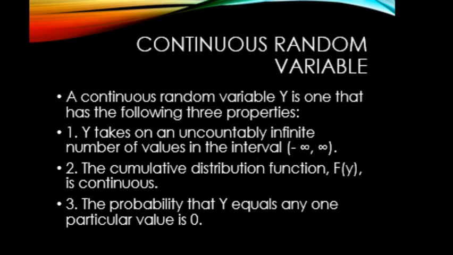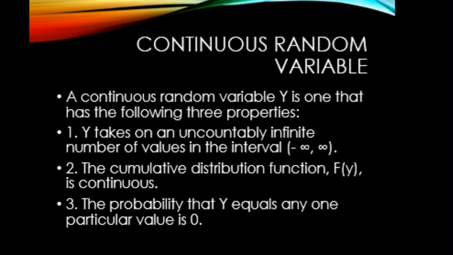Now, in terms of probability, we can understand the probability distribution of a continuous random variable just like we did for the discrete random variable. Here is what we will do. There are three basic properties that the continuous random variable will follow, and the probability rules we have learned should apply here as well. The first one is that our variable y can take an uncountably infinite number of values in the interval negative infinity to infinity. The CDF is F of y, the capital letter F of y, which is continuous, and the probability that y equals any one particular value is 0.